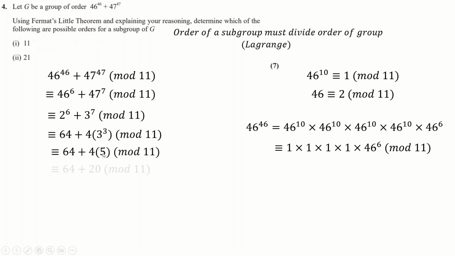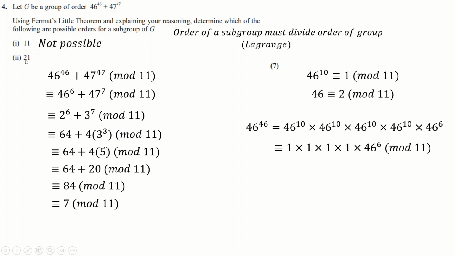And then 4 times 5 is 20, and then add them together for 84. And then that's not 0 mod 11, that's 7 mod 11, right? Because you go from 77 to 84. So that's not divisible. This number is not divisible by 11, it leaves 7 left over. So that's not possible. And now we deal with 21.